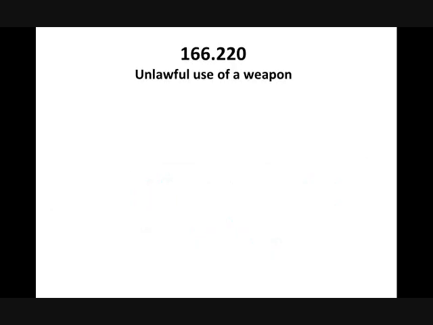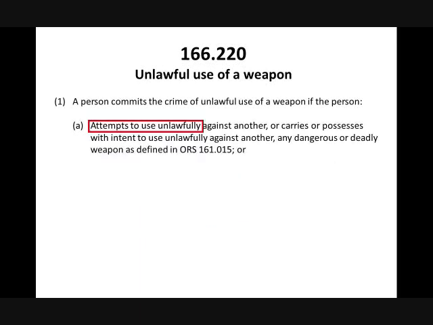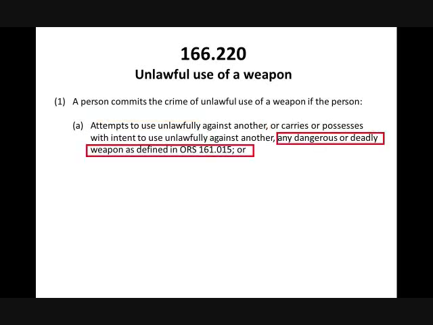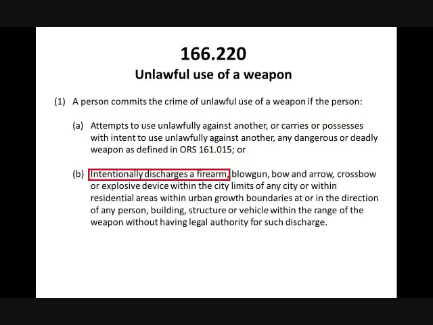So 166.220, unlawful use of a weapon. A person commits the crime of unlawful use of a weapon if the person attempts to use unlawfully, or carries or possesses with intent to use unlawfully against another, any dangerous or deadly weapon as defined in 161.015, or intentionally discharges a firearm, blowgun, bow and arrow, crossbow, and a whole bunch of other stuff.